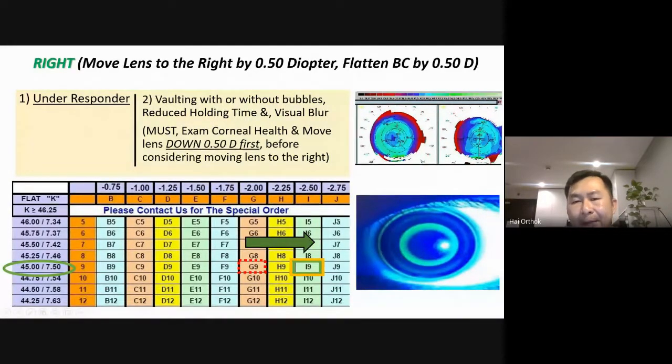The periphery stays the same. So remember, when we move the lens from the left to the right of the selecting chart, we increase the power and increase the flattening, or touching, on the central cornea. When we move the lens from the top to the bottom, we make the alignment curve of the lens flatter.